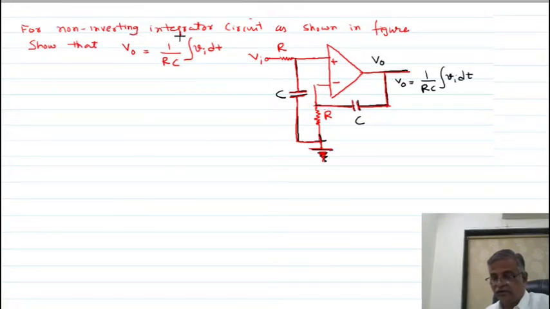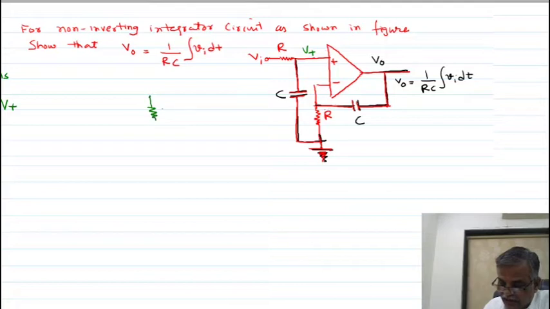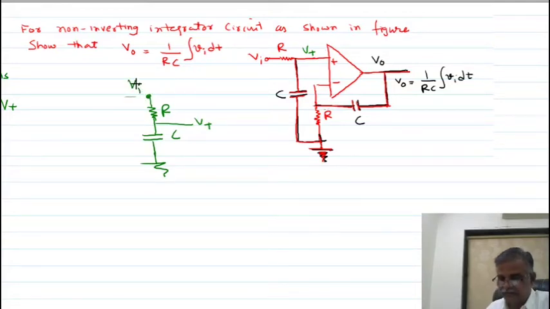For a non-inverting integrator circuit as shown in this figure, prove that the output voltage is 1/RC ∫Vi dt. It's very simple. I am writing the voltage at this point as V plus. See, this is your R, this is your C. Here is your V plus, this is your ground, and here they have given Vi.